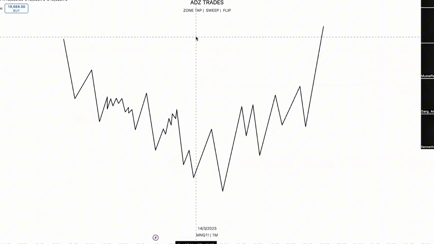So this is a more accurate presentation of how price actually moves. And this is including liquidity too.